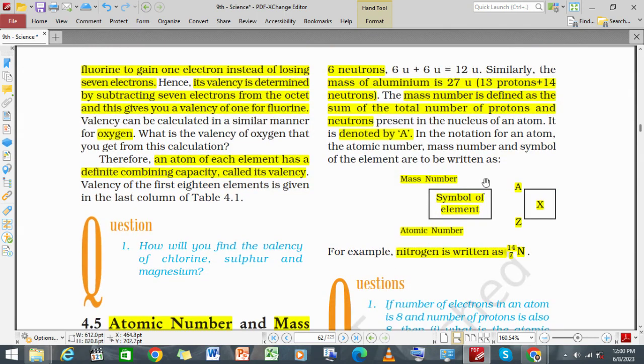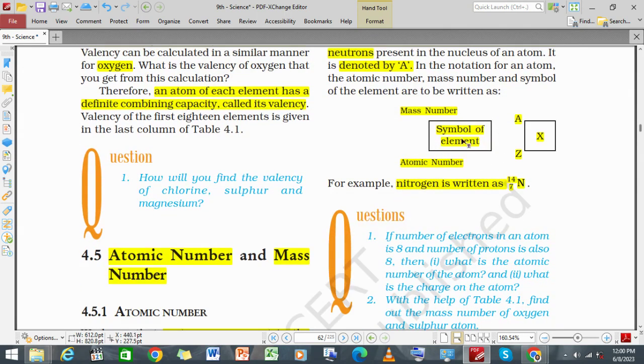Now we have understood about it. Now this is the main thing which you have to remember. The symbol of element, we can take carbon. So in the space of X, C will be written. Our mass number will be on the top and the atomic number will be on the downside. So if we take C, then in the place of Z we can take 6, and in the place of A we can take 12. And if we take nitrogen, it is written like this, 7 N 14.